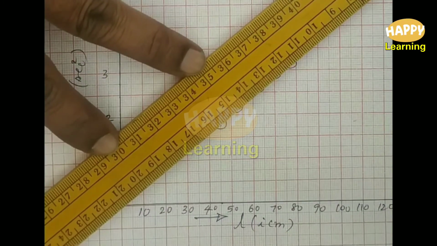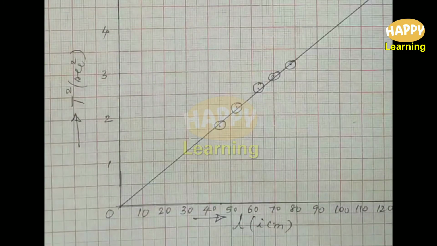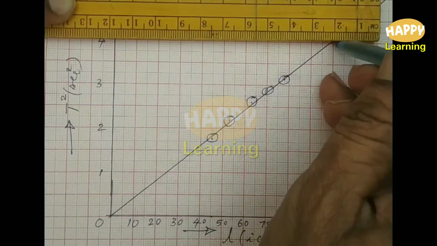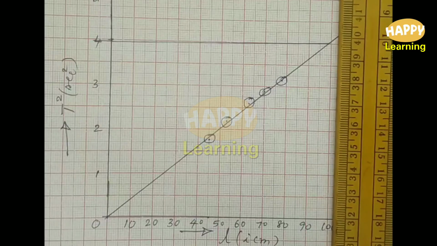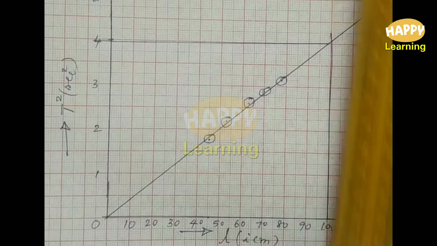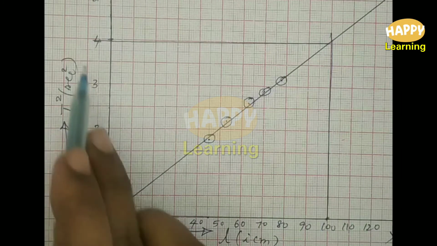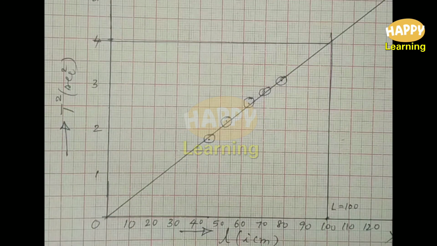Now these points are joined. It is a straight line passing through origin. For T square equal to 4, draw a line parallel to x-axis from the point where this T square equal to 4 cuts the graph. Draw a line parallel to y-axis onto x-axis as shown here. So for T square equal to 4, the corresponding L value is 100 centimeters. So this is the length of seconds pendulum.